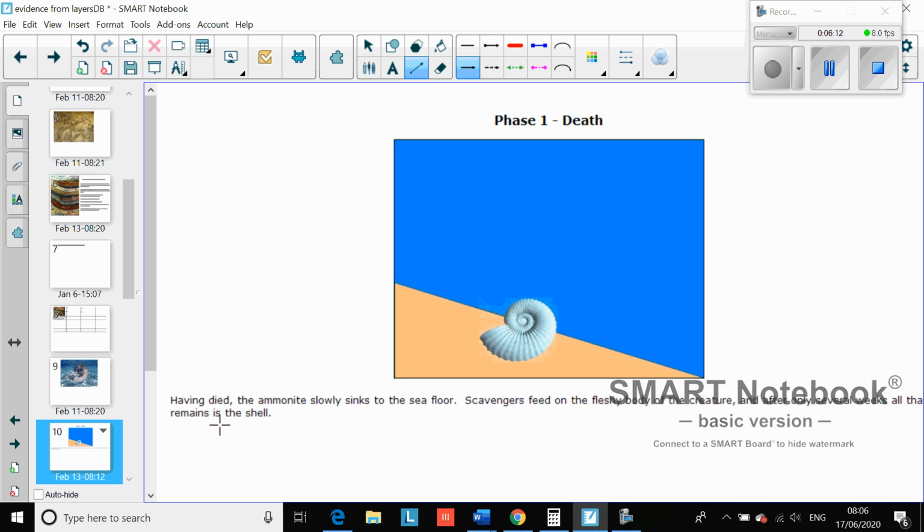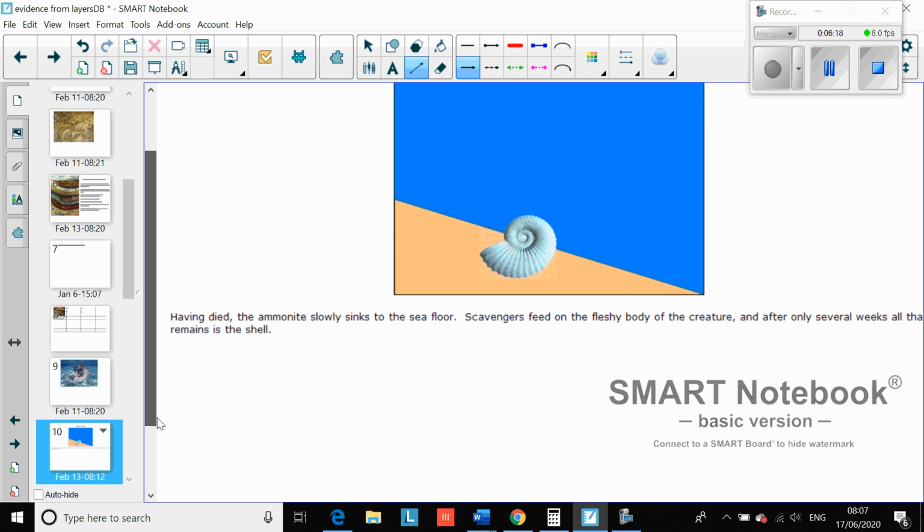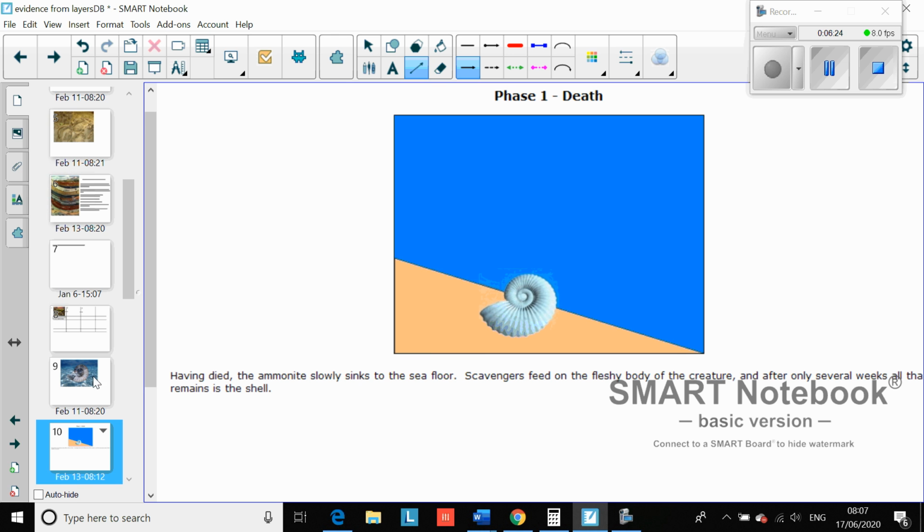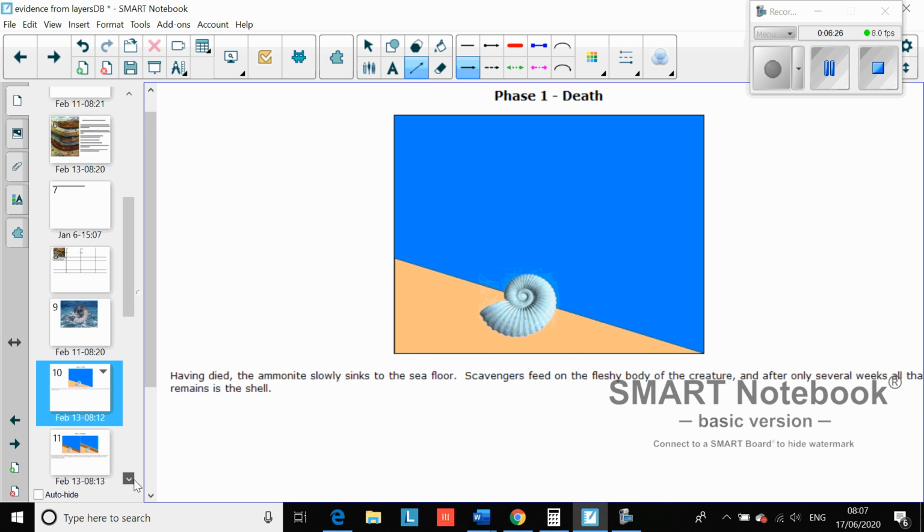So the kind of steps you're going to need. Death. Having died, the ammonite slowly sinks to the sea floor. Scavengers feed on the fleshy body of the creature, and after only several weeks, all that remains is the shell. Now that might have also happened to our dinosaur.